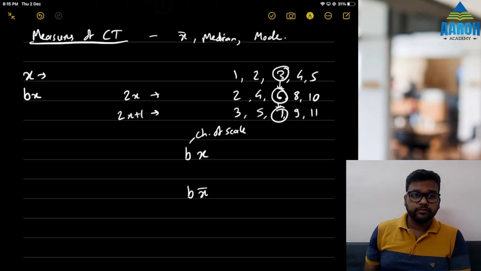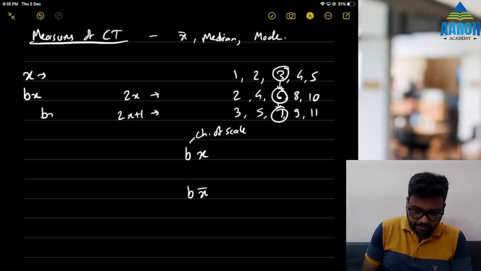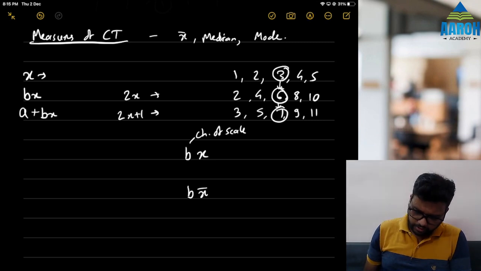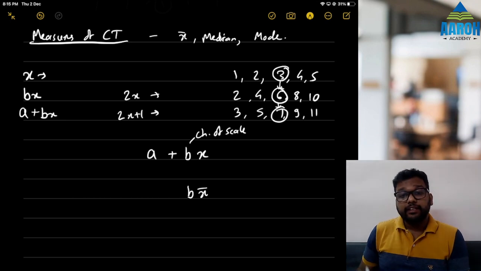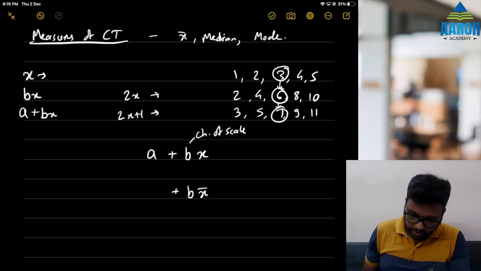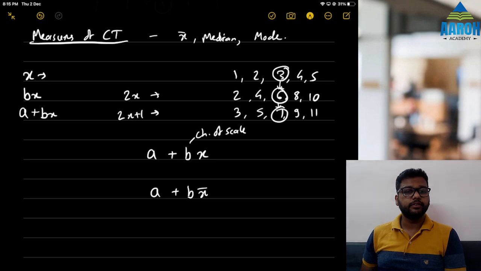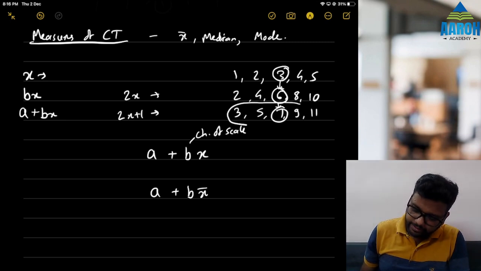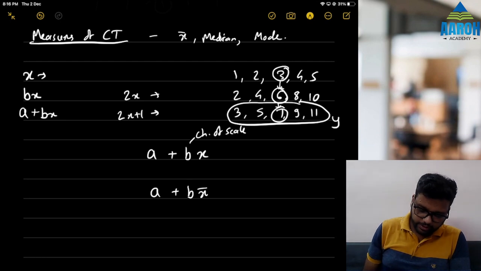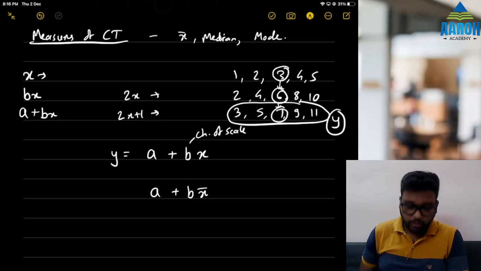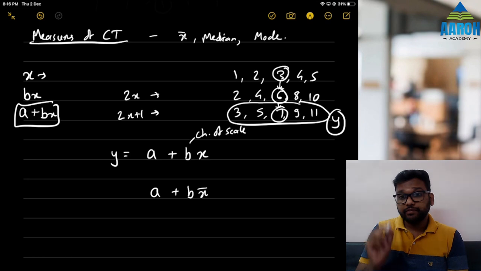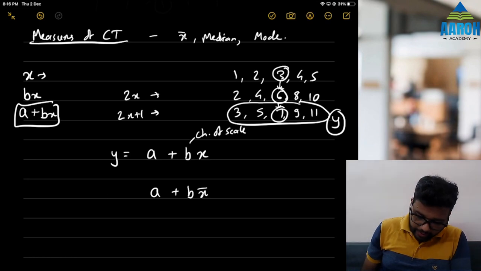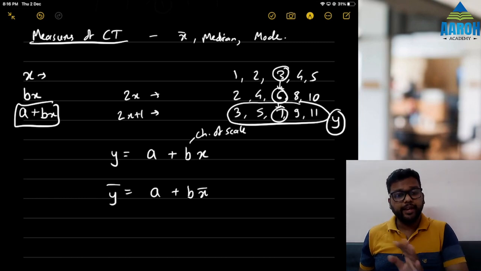That's it. That means if we add something to this bx, we will also have to add it to x bar. Now, if we call these new numbers y, the new numbers are a plus bx. So let's say if we call a plus bx as y, then how do we get y bar? We just do a plus b x bar.